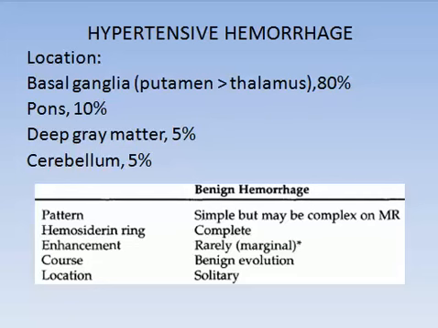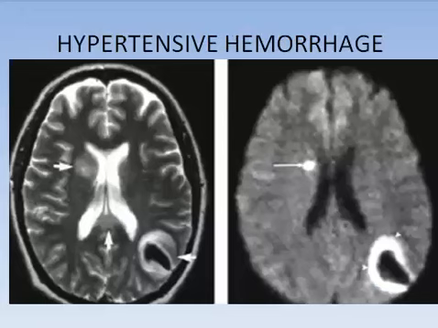Benign evolution is usual, and it is usually solitary. So the most important thing here is that the hemosiderin ring is usually complete, and it is simple, and is going in the evolution we have just mentioned, from hyperacute to chronic, and usually it is a solitary lesion.